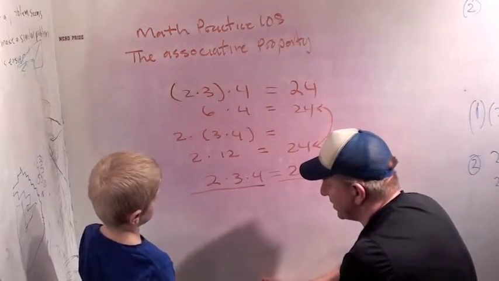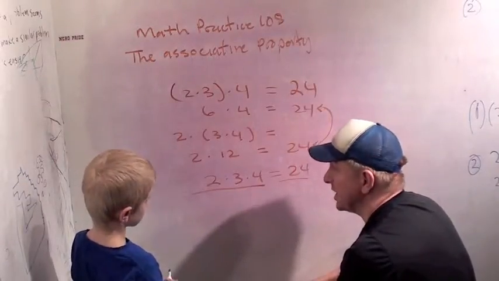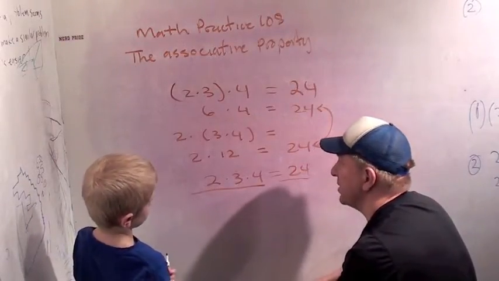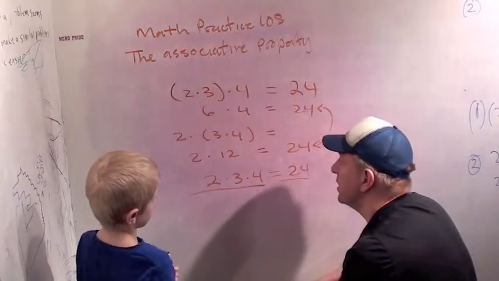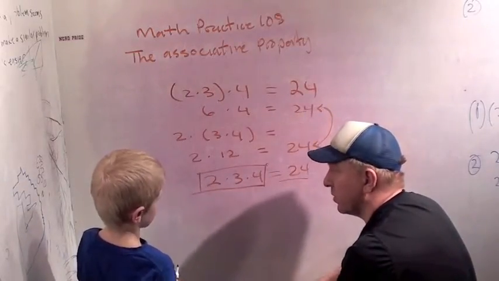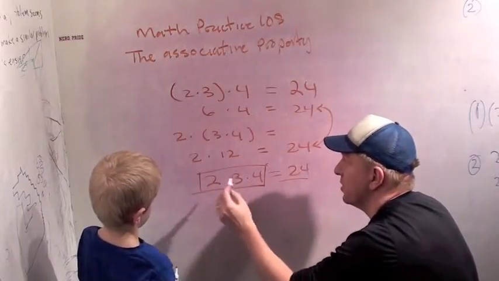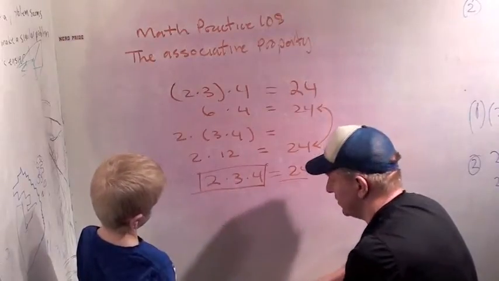So it's nice that this is true, because if that wasn't true, multiplication would be really hard. Because you would have to do everything in the right order, and then if I ever accidentally wrote something like this, you wouldn't know what order I meant. You wouldn't know if I meant do the 2 times 3 first and then the 4, or the 3 times 4 first and then the 2.